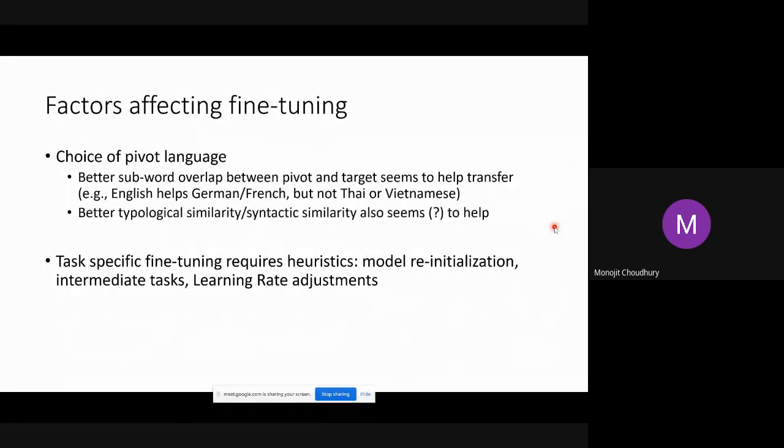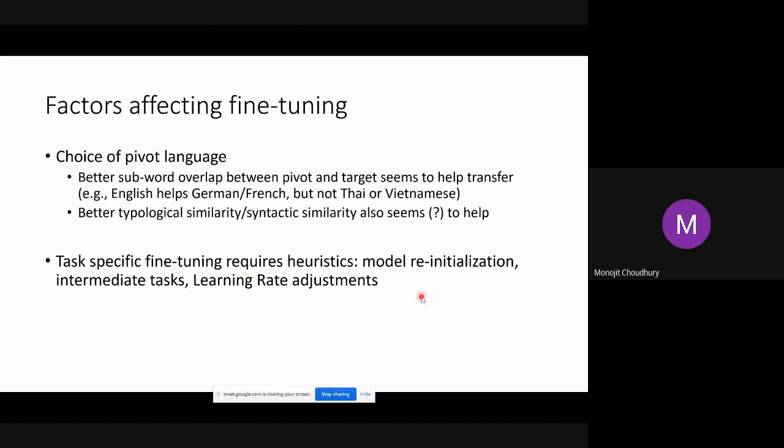And it's kind of obvious that pivots, languages which are similar, will help each other. So if you train with English, it will help German and French, but probably not Thai and Vietnamese. So if there are better typological similarities between languages, typological means grammatical similarities, syntactic similarities, or there is a lot of subword overlap, like they share a lot of common words, then they will help each other more.